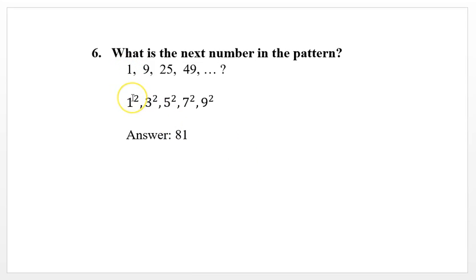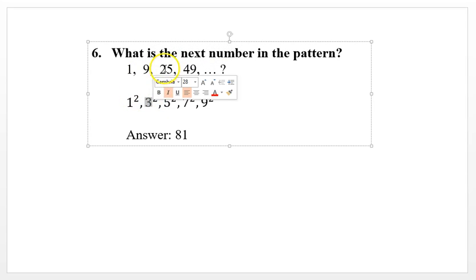1 here, same thing as 1 squared. 9, same thing as 3 squared. 25 is 5 squared. 49 is 7 squared. So the next one in the pattern is 9 squared. Notice we're going by odd numbers. We're squaring all of our odd numbers here: 1, 3, 5, 7, 9. And then your answer would be 81.